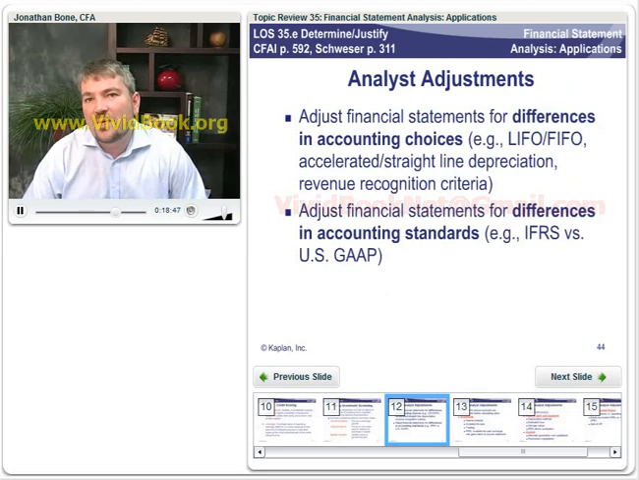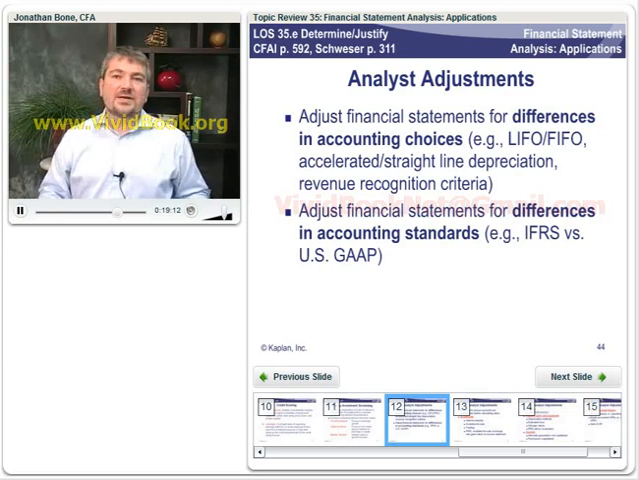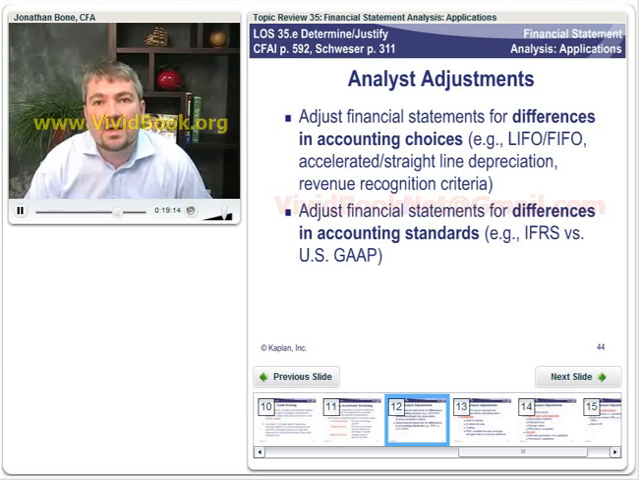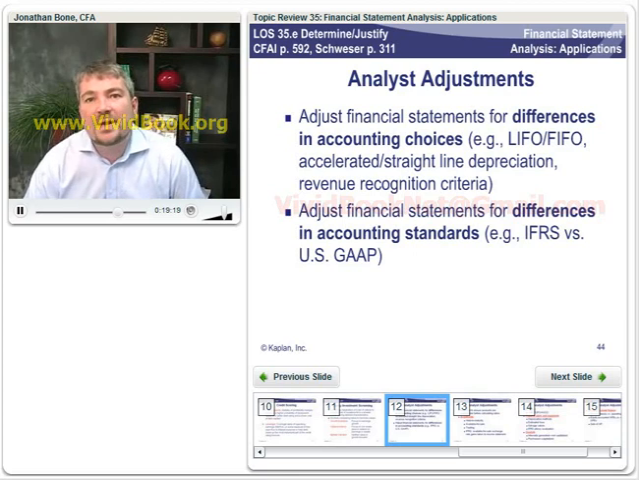So for example, one company might have used LIFO to value its ending inventory, one company might have used FIFO. So again, maybe we want to adjust the company that's used LIFO to FIFO before calculating ratios. Again, one company might have used accelerated depreciation, one company might have used straight line. So again, maybe you want to adjust the company that's used straight line depreciation to accelerated before you calculate ratios. Again, revenue recognition. Maybe one's used percentage of completion, one's used completed contract. So really all this is saying is we must make sure we're comparing like with like.